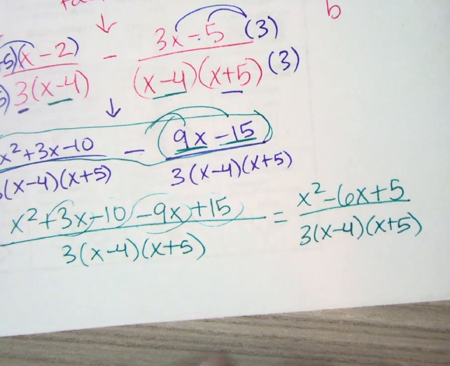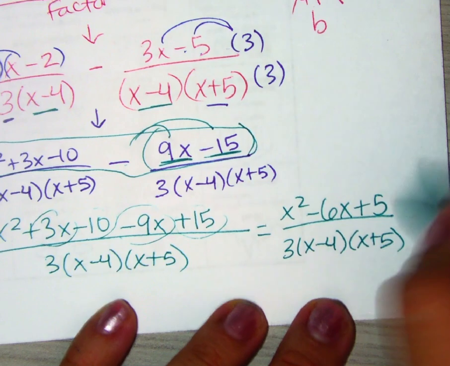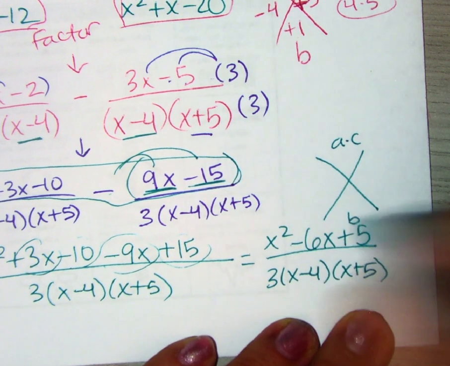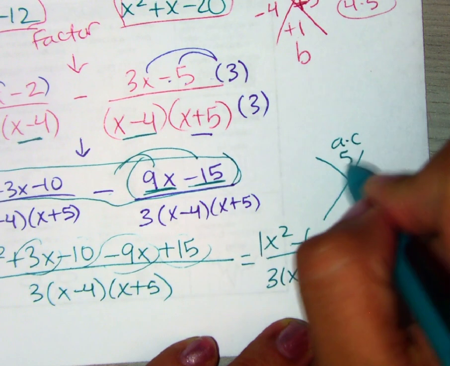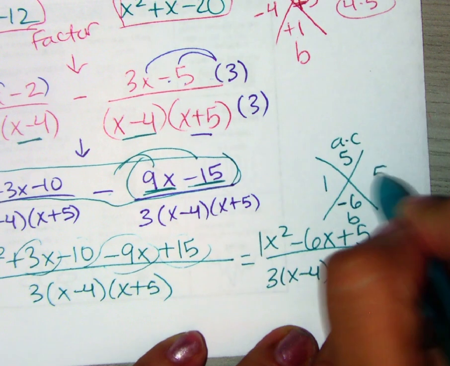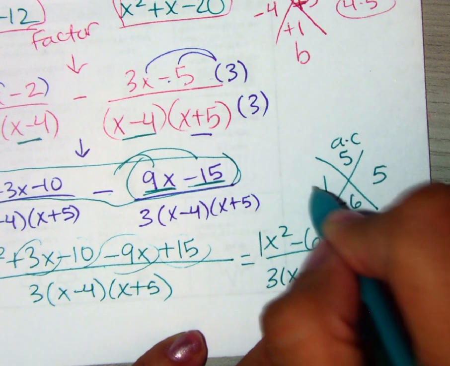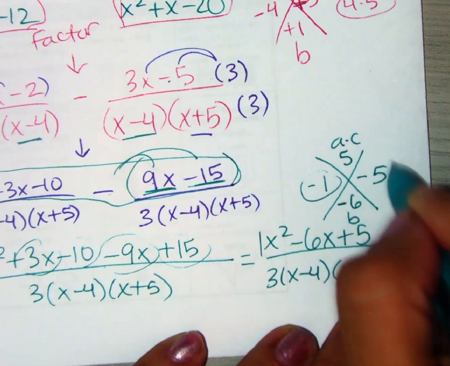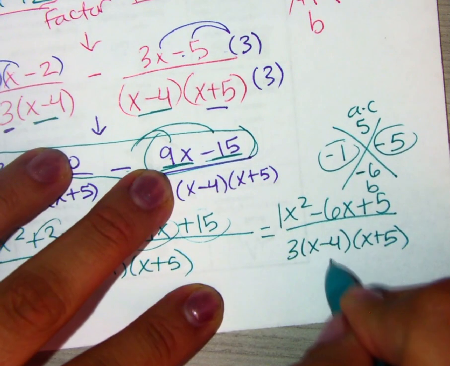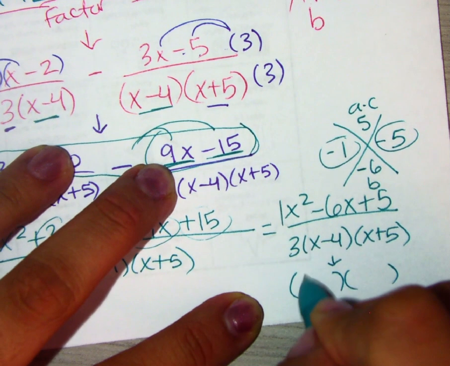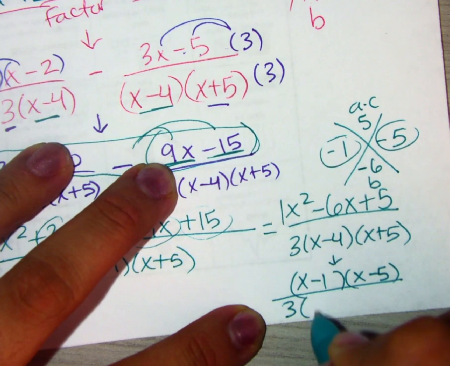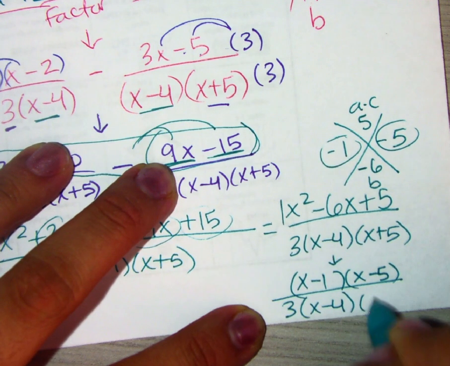So now we're going to look at the numerator and see if this numerator could be rewritten as factors. Let's do the x for that. We're going to have a times c and b. A times c is 5. B value is negative 6. So what are the factors of 5? 1 and 5. And how can we get negative 6? Negative 1 and negative 5 combined can give you negative 6. So these two are the new numerator, x minus 1, x minus 5, over 3 times x minus 4 times x plus 5.